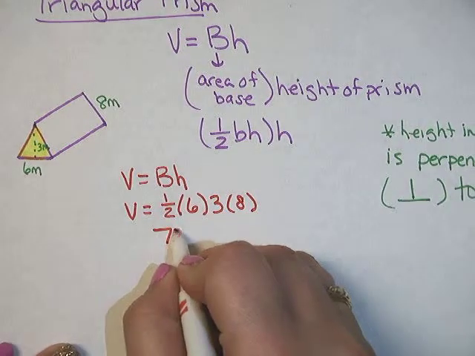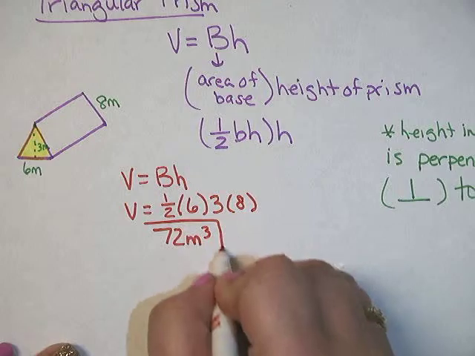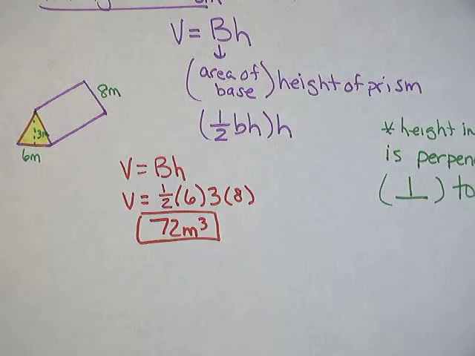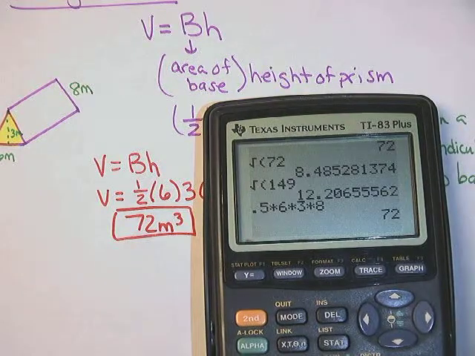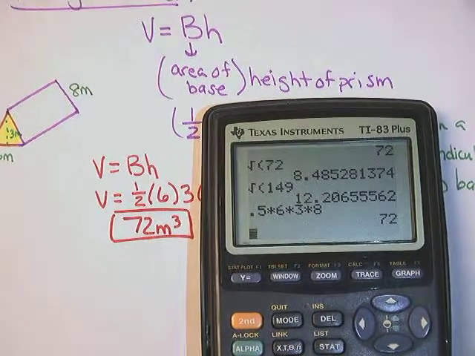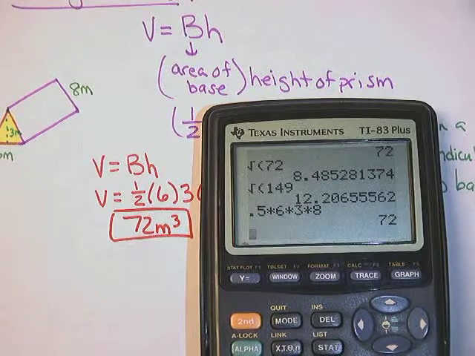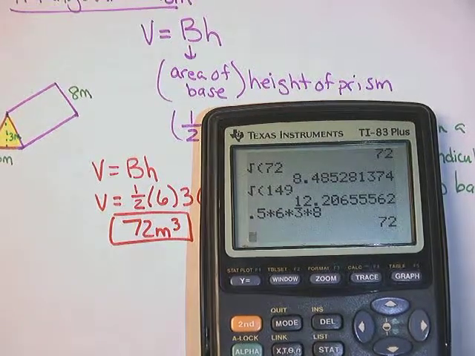So 1/2 times 6 times 3 times 8. What is the volume of this shape? Brighton: 72 meters cubed. Perfect. 72 meters cubed. Everybody, you get that? If not, look at your calculator. Look at mine. See what you put in wrong.